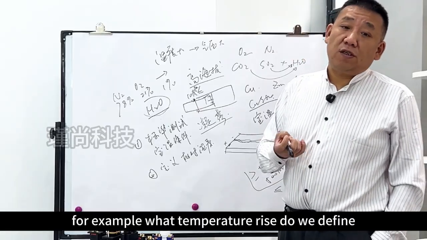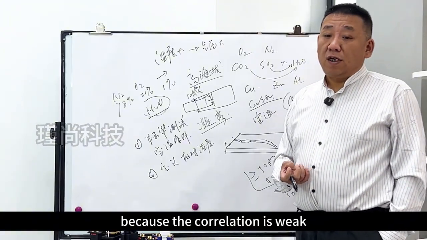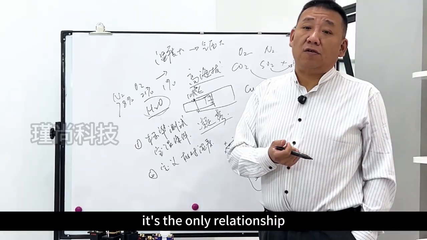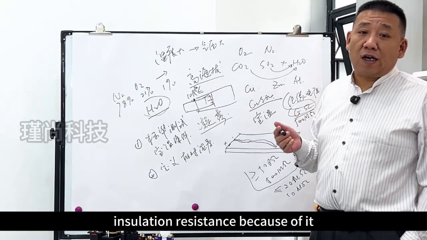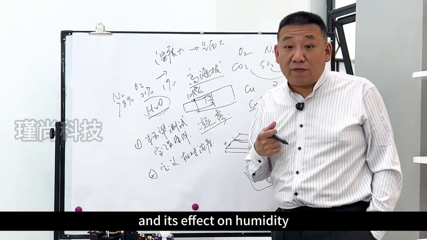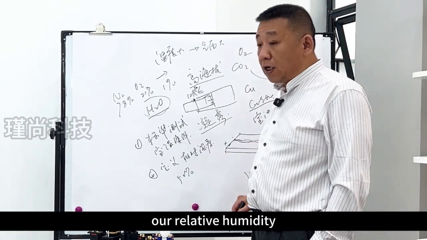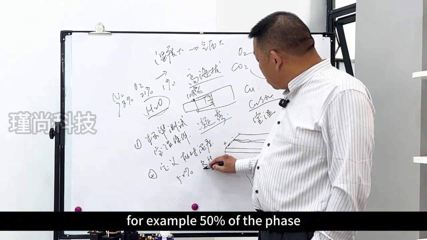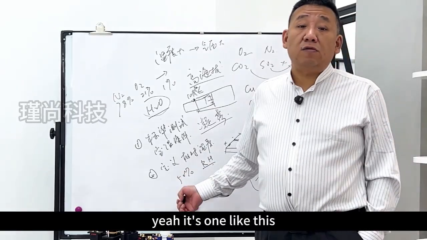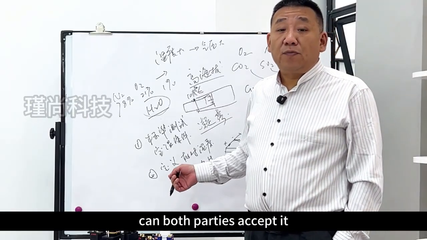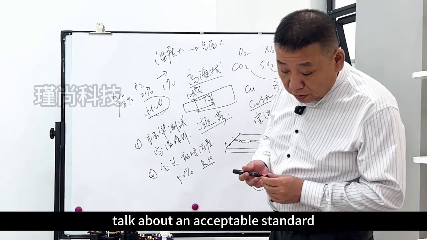For many other indicators, for example temperature rise or pressure, we define some preconditions, but because the correlation is weak, we rarely make it that clear. Insulation resistance is different, because it is very strongly affected by humidity. So we usually specify the relative humidity, for example 50% relative humidity. Can both parties accept it? A lot of times we need to talk with customers about an acceptable standard.